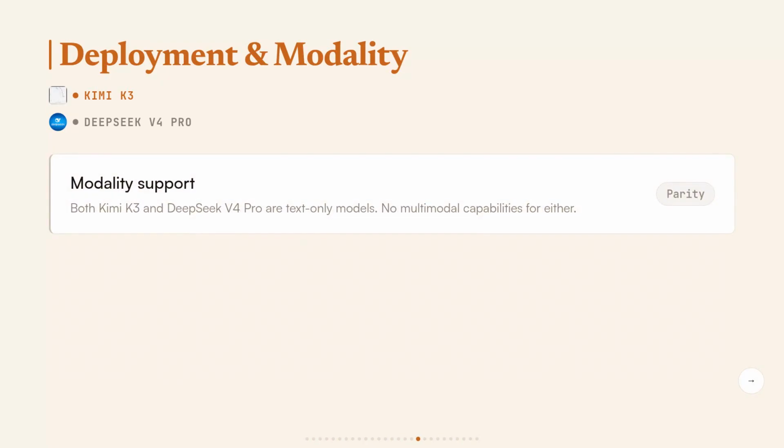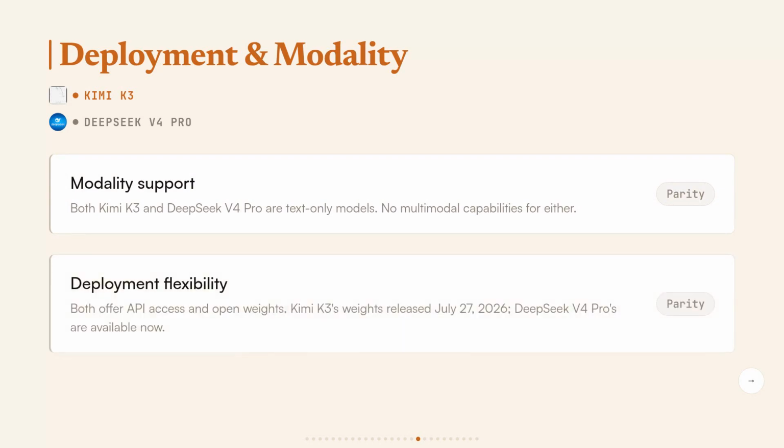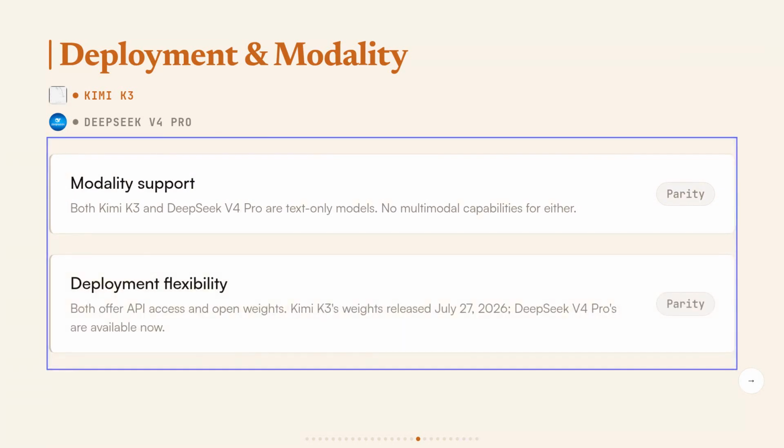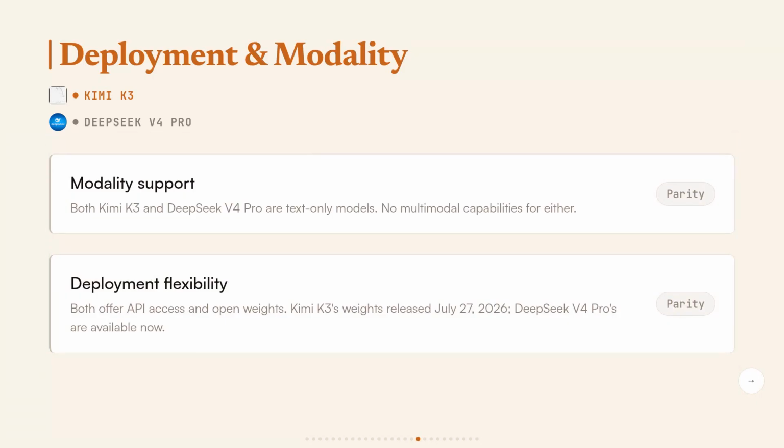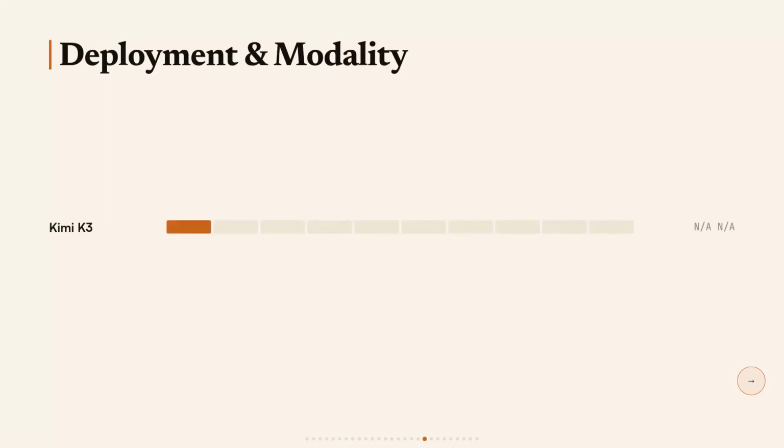The real difference is that DeepSeek V4 Pro's weights are available right now, while Kimi K3's weights weren't released until July 27, 2026. GLM 5.2's deployment options are a complete unknown, which is a real problem if you're trying to evaluate it seriously. The honest caveat here is that both models land in the same category on deployment, API plus open weights, so the gap is really about timing rather than capability. But timing does matter. If you needed self-hosted weights before July 2026, DeepSeek V4 Pro was your only option, and that's a real practical edge for teams who move fast.